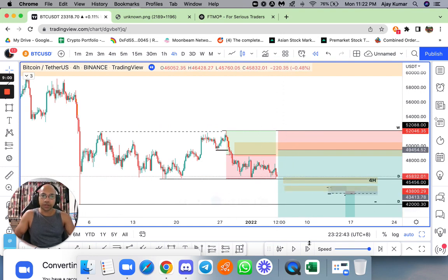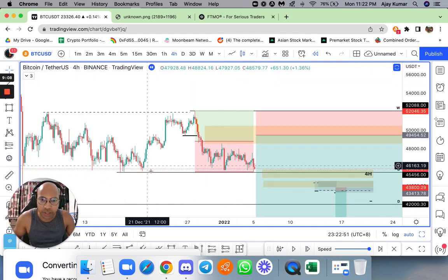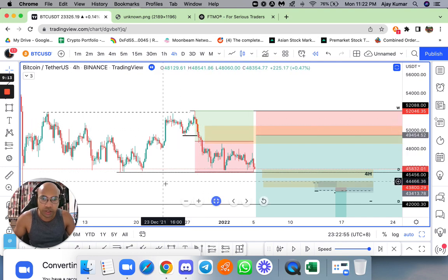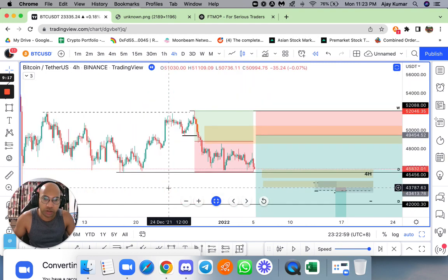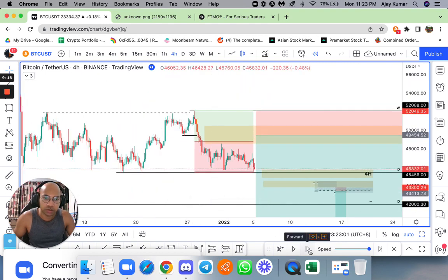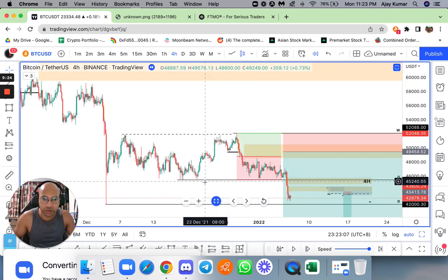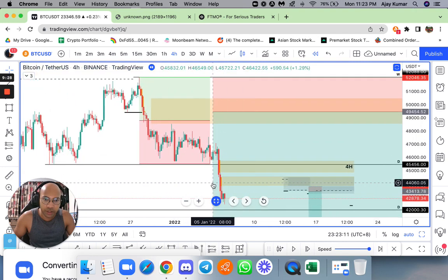On the 4-hour chart, we'll do the same. We mark out the order blocks, pivots, and the fair value gaps. This is the fair value gap here. I don't see any order block, so let's go down further. Let's play. See, price has straight away dumped. It didn't come to my order block.